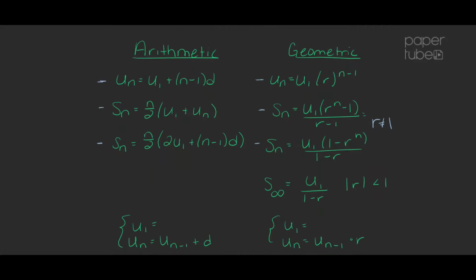Below that, on the geometric side, we have an infinite sum formula. This is when you add all the terms of an infinite sequence together. It only works for geometric and only sometimes. We do have to run a test. You must check that the magnitude of the common ratio is less than 1, and then you can use the formula. I'll have a separate video with a visual explanation for why that works in only some cases.